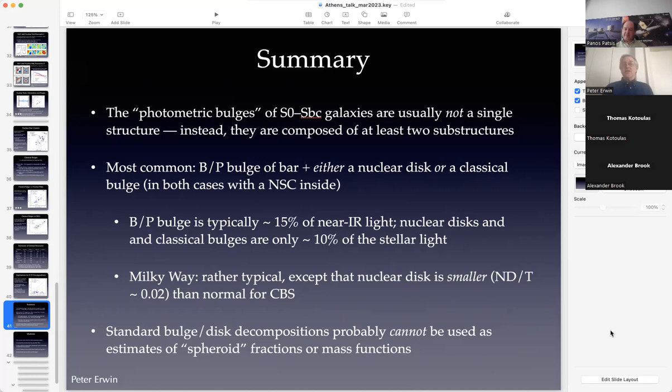Again, not something we've looked at yet. Some of the problem is we'd have to isolate cases where the bar was at a similar orientation, so the projection effect was factored out. We could probably do that. Our sample is about 75% barred, and about 75 or 80% of the bars have boxy peanut bulges, we think. So in principle, that's something that we could maybe look at.